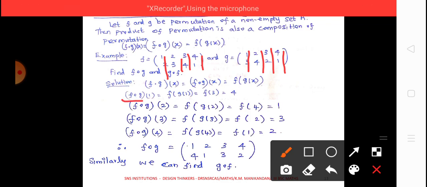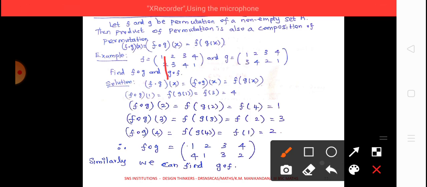Now f composite g of 1 is equal to f of g of 1. But g of 1 is 3. So we write here f of 3, we find the image of 3 under f. So f of 3 is 4. So therefore the final answer will be 4. Therefore the image of 1 under the composition f composite g is 4.